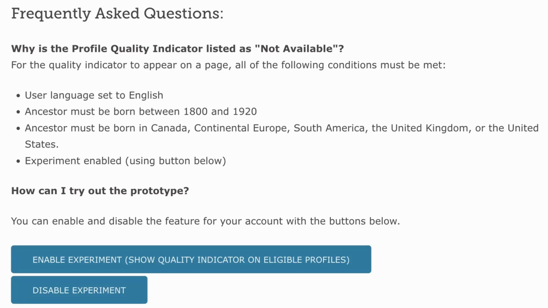Ancestors must be born between 1800 and 1920. And the ancestor must be born in Canada, continental Europe, South America, the United Kingdom, or the United States. And your experiment has to be enabled. You have to enable the experiment for it to show up. So these are the kinds of things that are there, and this is the limitation right now.